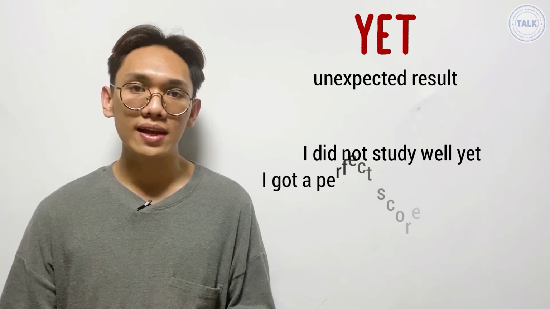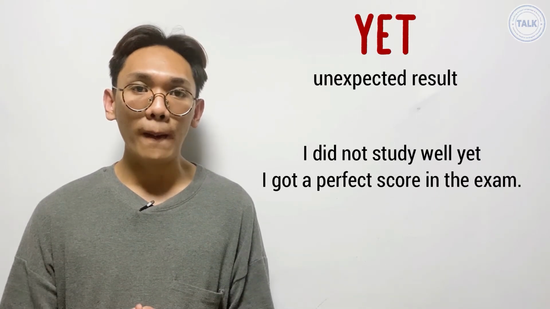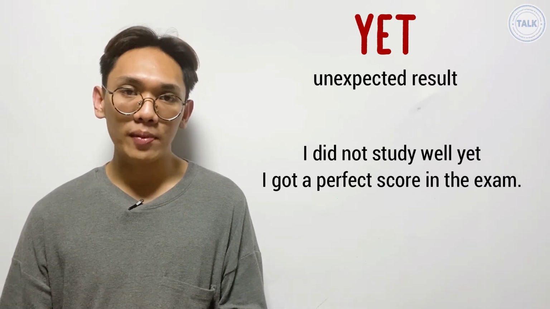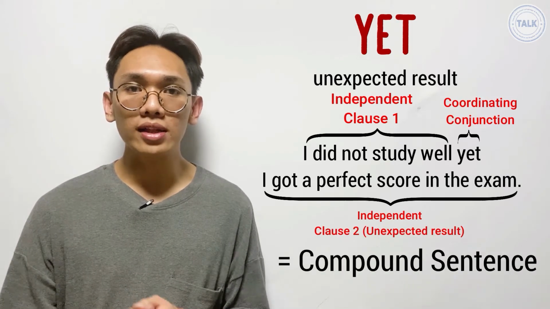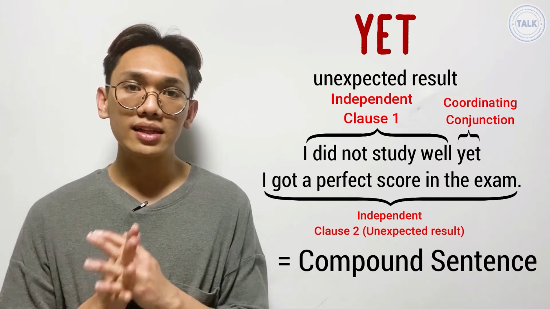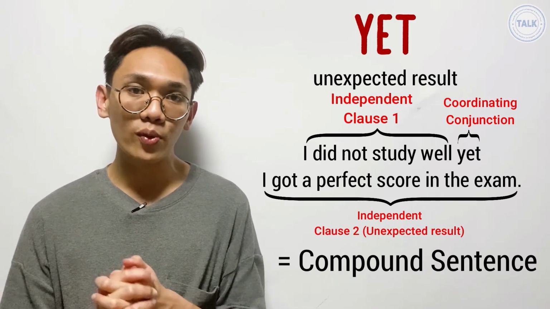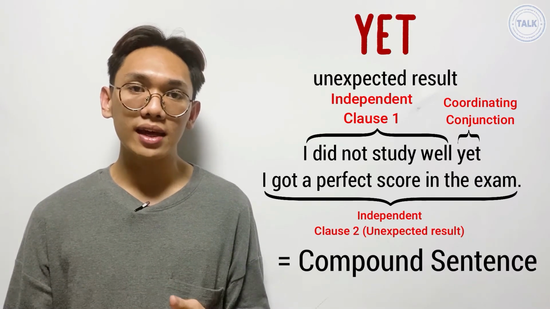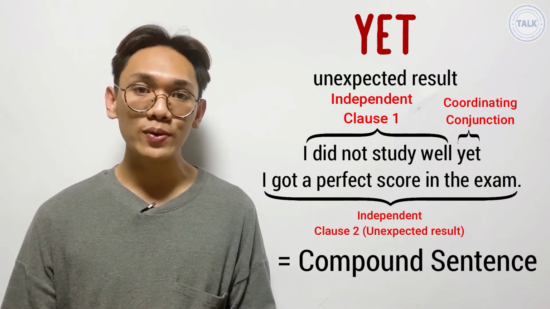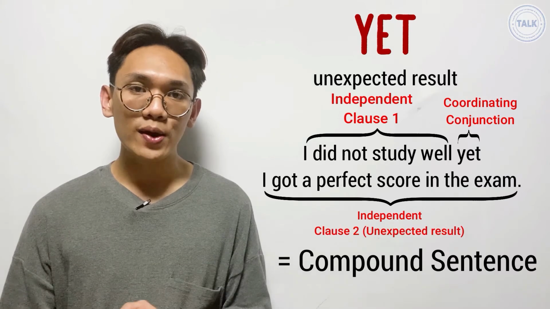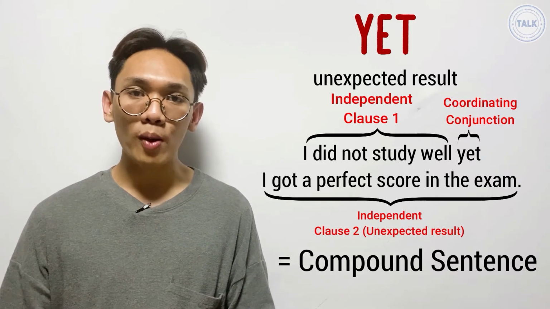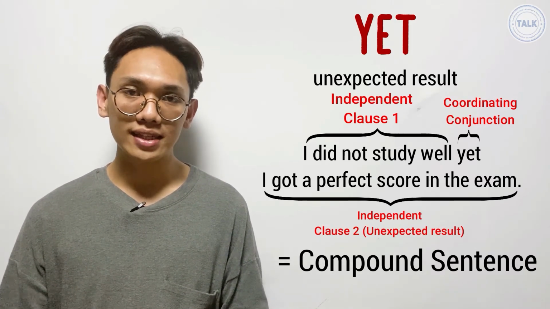Let's say in the sentence, I didn't study well, but, or yet rather, I got a perfect score in the exam. So the part that says I got a perfect score in the exam is an unexpected result because I didn't really study well. So the expected result would be I will fail or I will get a low score. However, I actually got a perfect score, which makes it an unexpected result. So in very few circumstances like this, it is appropriate to make use of the conjunction yet.